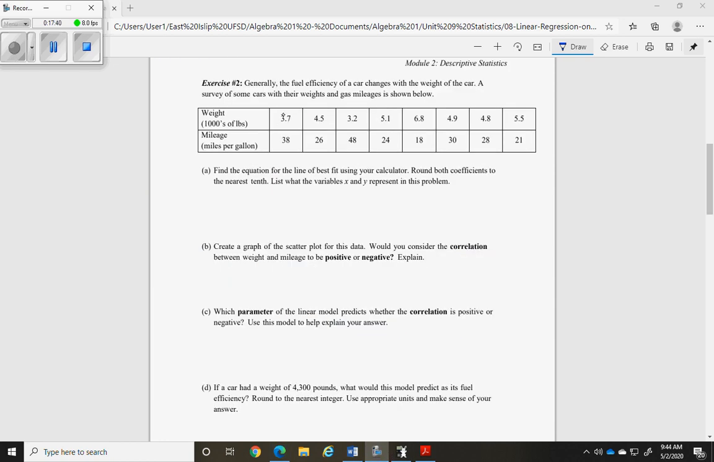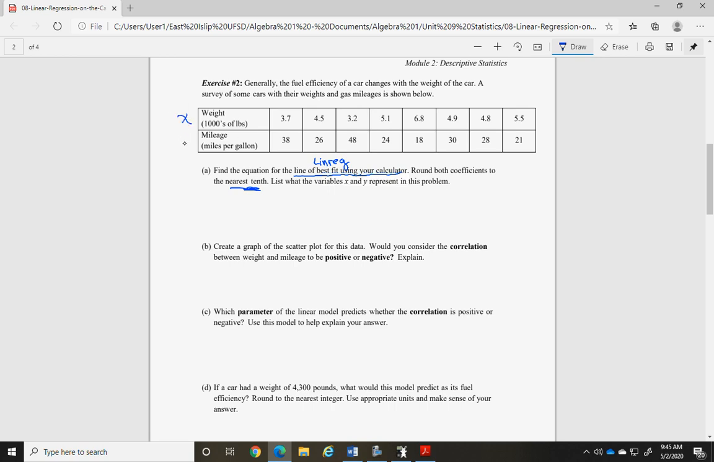So let's practice entering information into our calculator and getting a line of best fit for another problem. So generally, the fuel efficiency of a car changes with the weight of the car. A survey of some cars with their weights and gas mileage is shown below. So we have the weight and the mileage. Find the equation for the line of best fit using your calculator. So remember, that's a LinReg, a linear regression. Round both coefficients to the nearest tenth. List what the variables x and y represent in this problem.